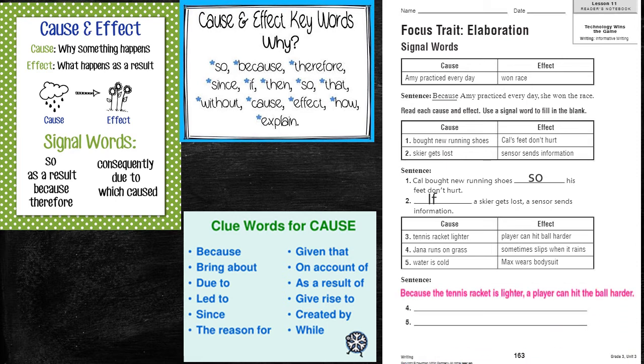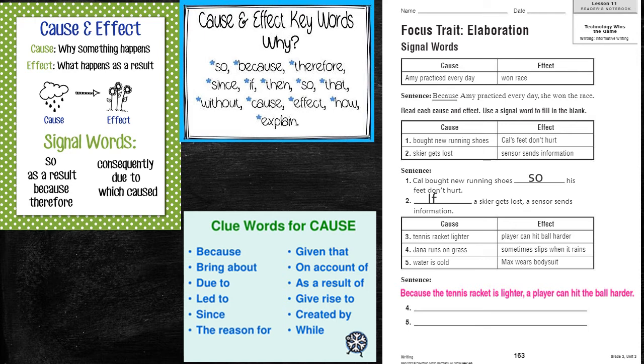I'll do the first one for you. Tennis racket lighter. Player can hit ball harder. Because the tennis racket is lighter, a player can hit the ball harder. Now I want you to focus that there are commas right here where you want to give a pause so that your sentence makes sense. It's a punctuation that you need right here. Great. Now try the other one and then I'll share my answer.